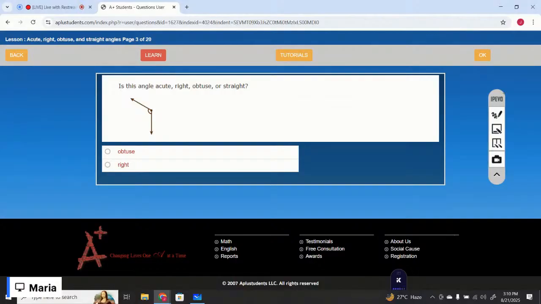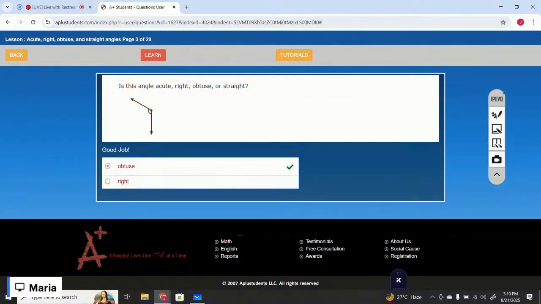Is this angle acute, right, obtuse, or straight? That angle measures more than 90 degrees. So that is the obtuse angle. Option number 1 is the correct option.